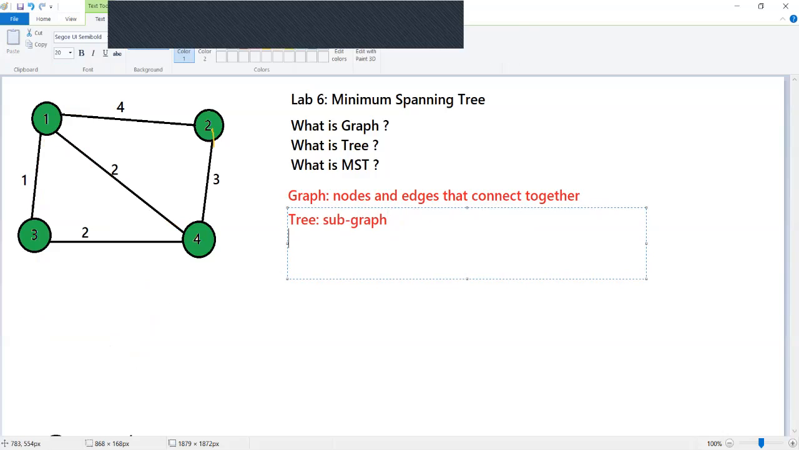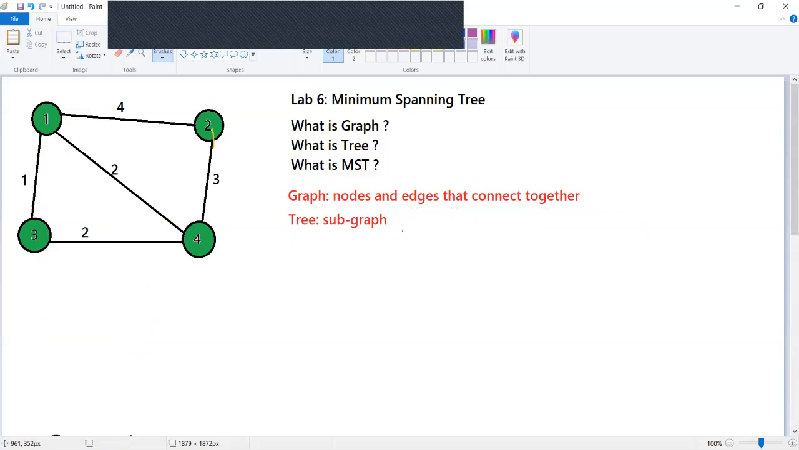Now the last thing we have to do is, what is the MST? Look at the name. MST is actually the minimum spanning tree. You see a tree, so you know that the MST is actually a subgraph, because it's a tree, and a tree is a subgraph. So they're the same. But what does minimum spanning mean? Minimum spanning means the lowest total weight.